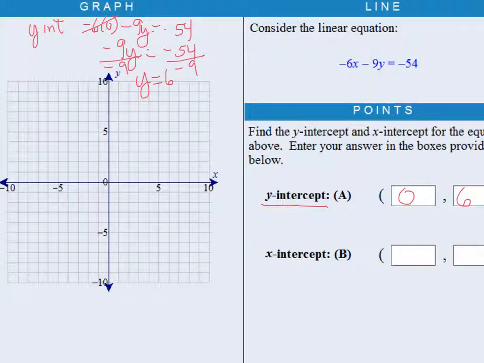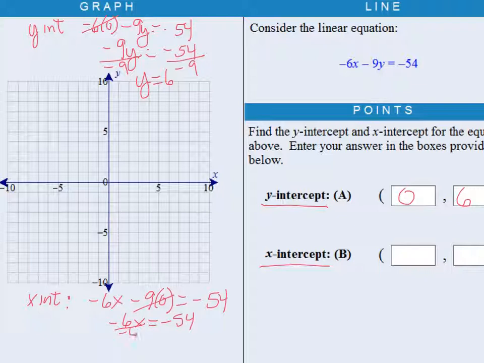All right, let's try again. We have to find our x-intercept. So to do the x-intercept, I'm going to plug 0 in for y. So my equation goes -6x minus 9 times 0 equals -54. Anytime I multiply by the 0, that's going to just end up going away. I have -6x equals -54. Divide by your -6, and x is going to end up equaling +9. So for my x-intercept, I plugged 0 in for the y, and I got a 9 for the x-intercept.